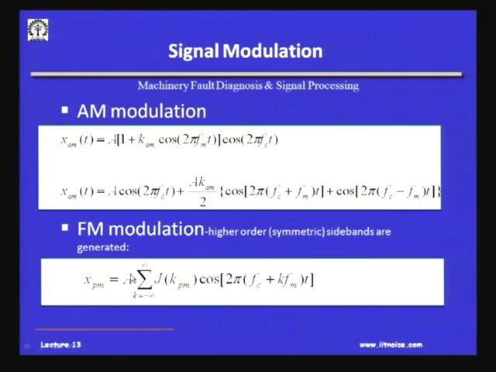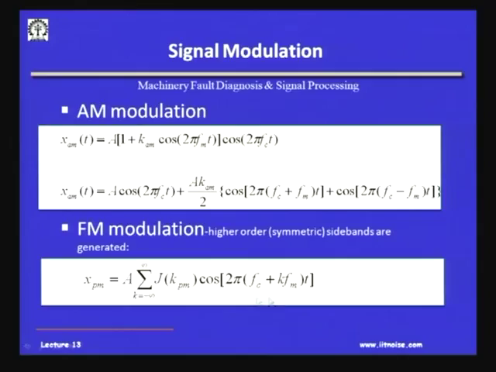And once you have frequency modulation, you will see a lot of symmetrical sidebands, given by this number k. So FC plus k FM, where k could be 1, 2, 3. So a lot of symmetrical sidebands will occur, and this particularly occurs in gearboxes. We will see practical examples later on.